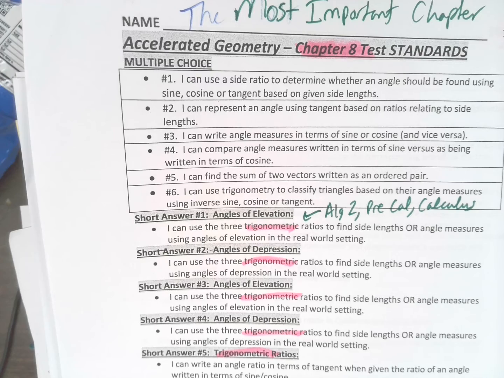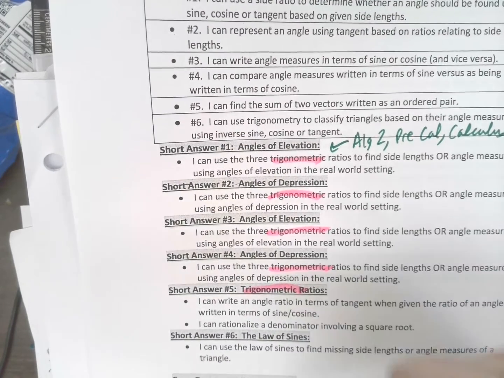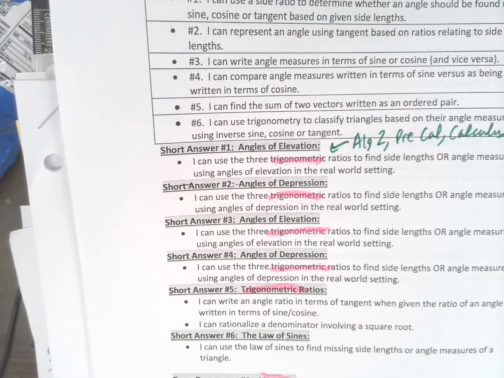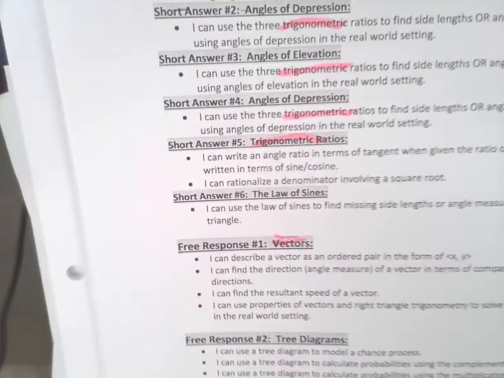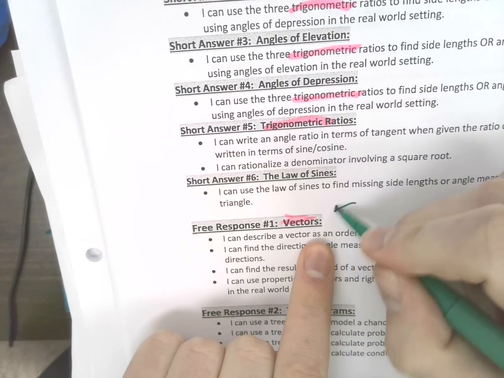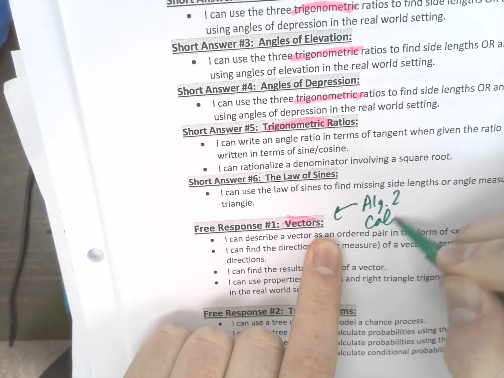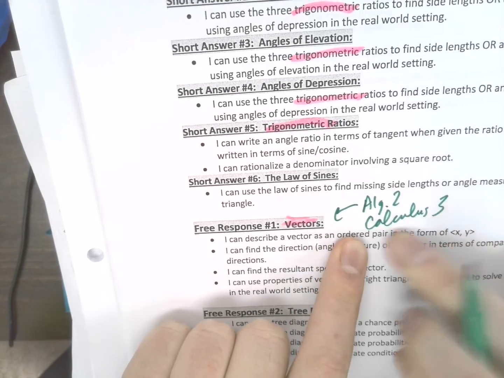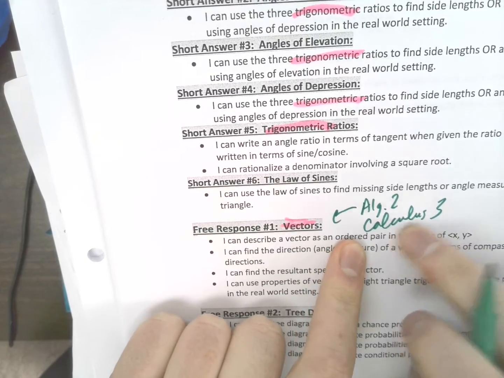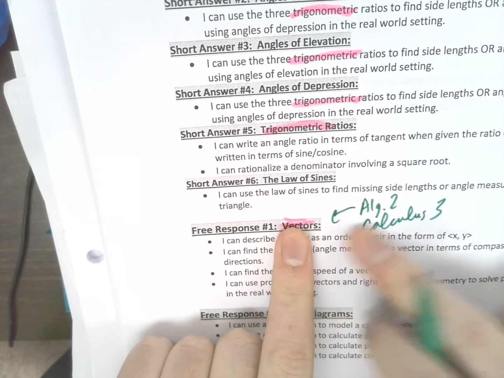You then see vectors. Well, guess what? Vectors show up in Algebra 2 and in Calculus 3. So for my people who want to make a lot of money, vectors are going to show back up.